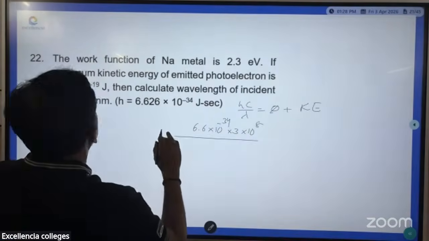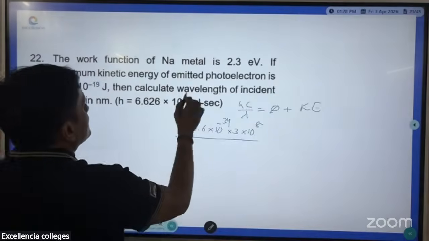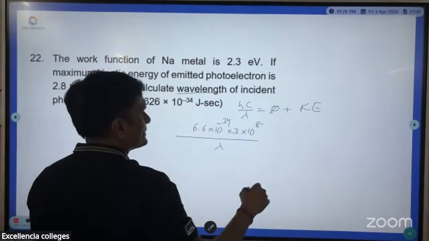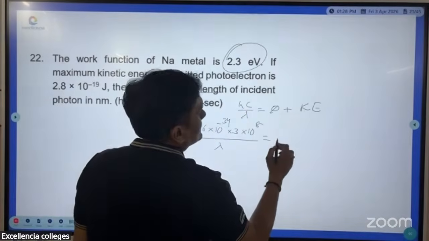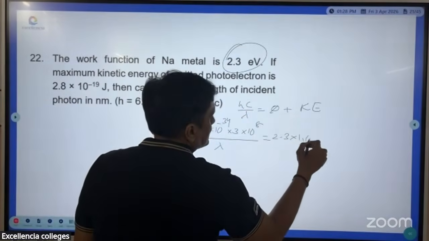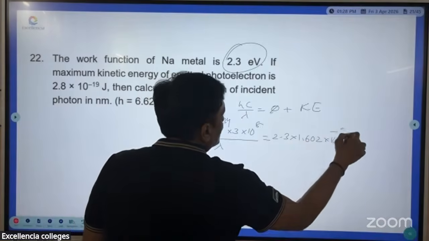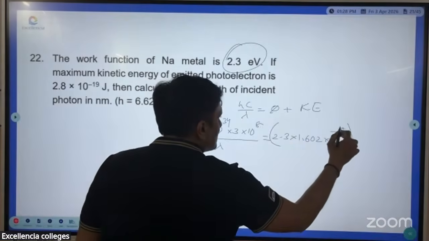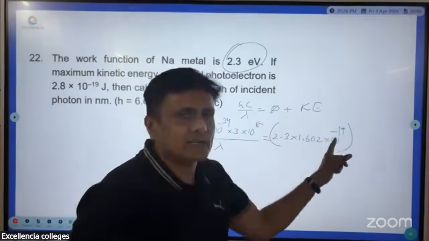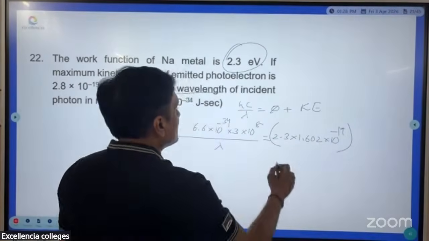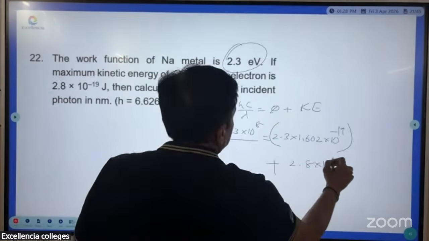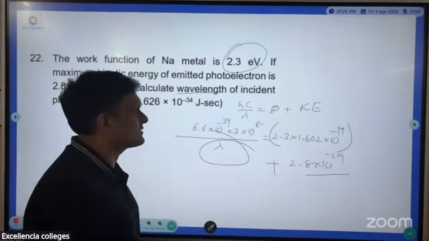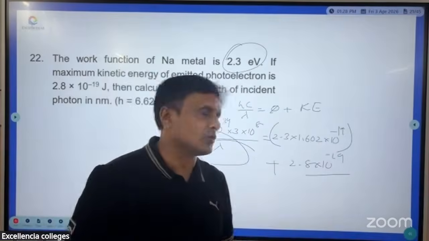Lambda, you have to find out, isn't it? You'll be getting your answer in meters. h c by lambda equals the work function, you can see 2.3 electron volt. You have to completely convert it into joules. You know, 1 electron volt equals 1.602 into 10 to the power minus 19 joule, plus kinetic energy straight away in joule. That's it. I know calculations are lengthy, but it can be covered somehow.